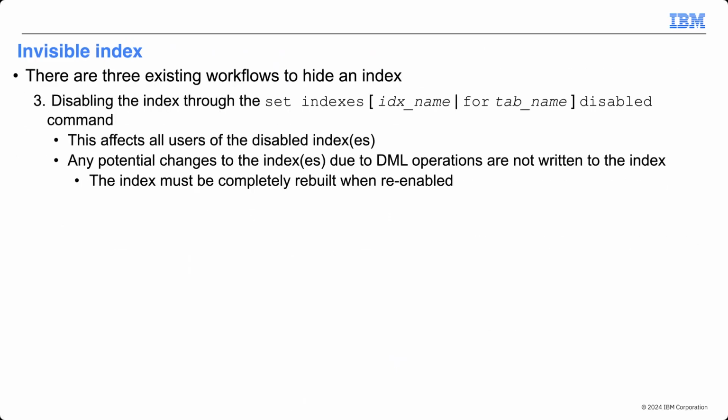The third option was disabling the index, which was great, certainly took the index offline, but the problem is it also changed how the index functioned. Any DML changes to the table that would have resulted in changes to the index were not updated, which meant that there was no re-enable an index, if you will. You had to drop the index and rebuild it from scratch. So again, yeah, you could get the index out of the way really quickly, but trying to put it back in involved a lot of work and a lot of pain.